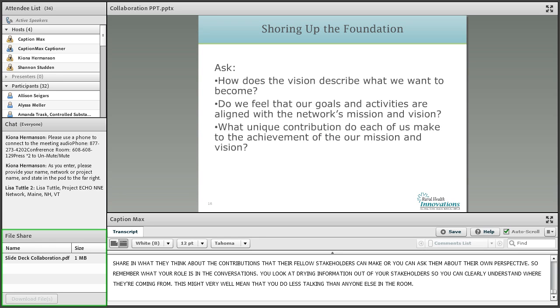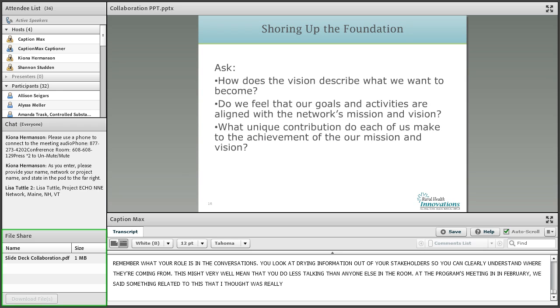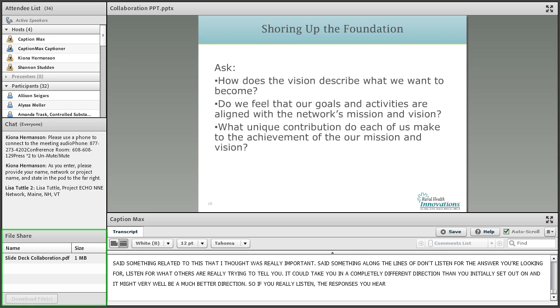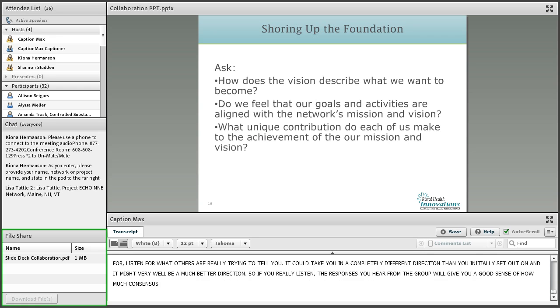So how do you do that? Here are some thoughts. Revisiting the vision can be as simple as having a group conversation with your stakeholders. You get all your stakeholders together, and you can ask questions like, how does the vision describe what we want to become? Do we feel our goals and our activities are aligned with our mission and our vision? And then to get input from your stakeholders: what contribution do each of us make to the achievement of this? And you can ask stakeholders to share what they think about the contributions that their fellow stakeholders can make, or you can ask them about their own perspective.